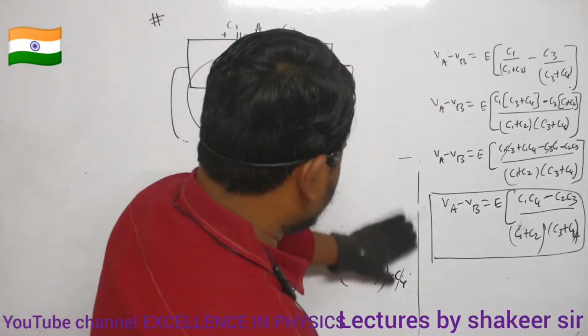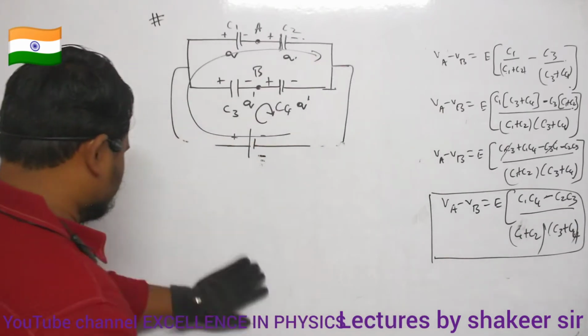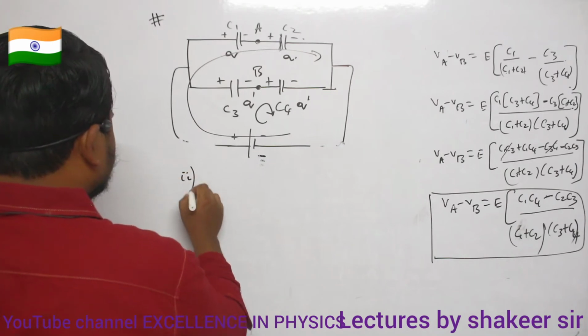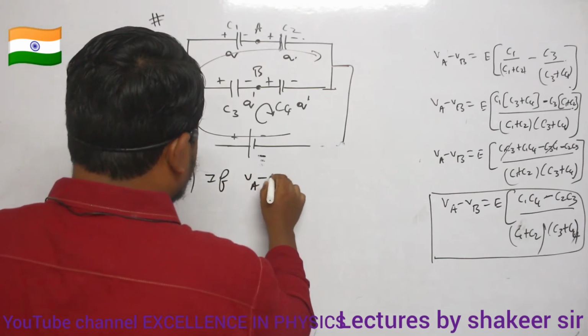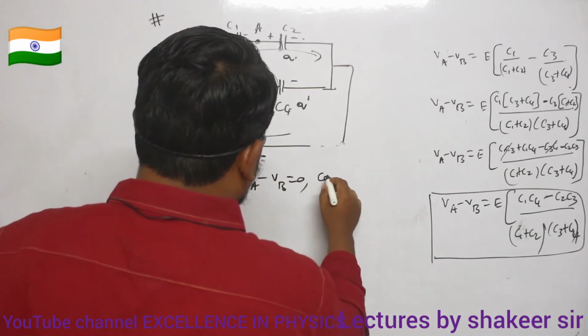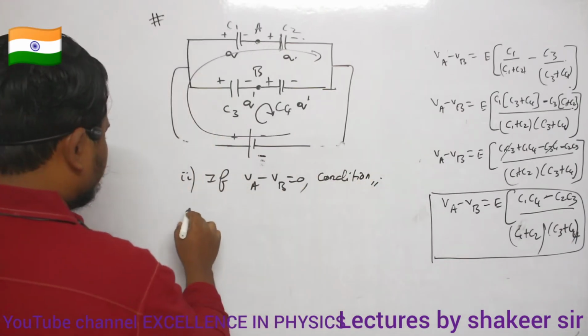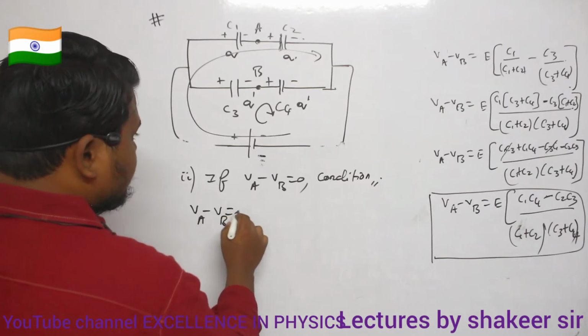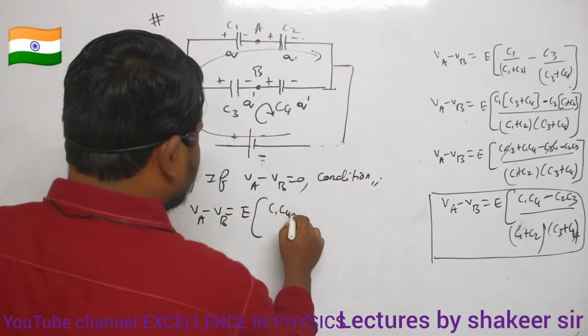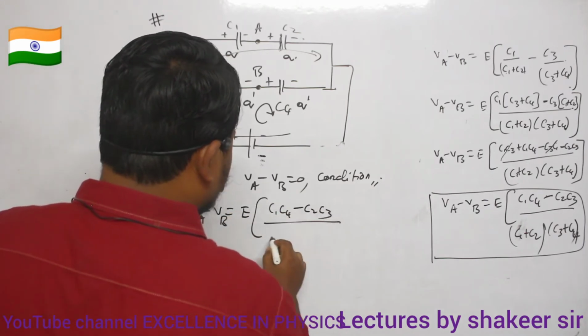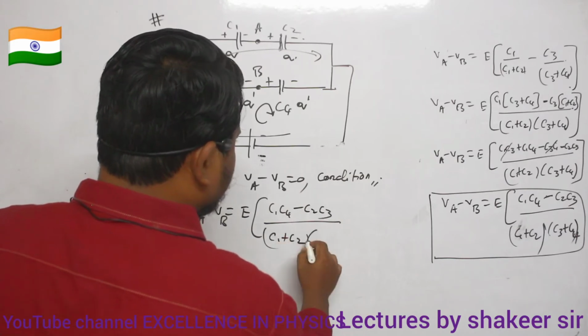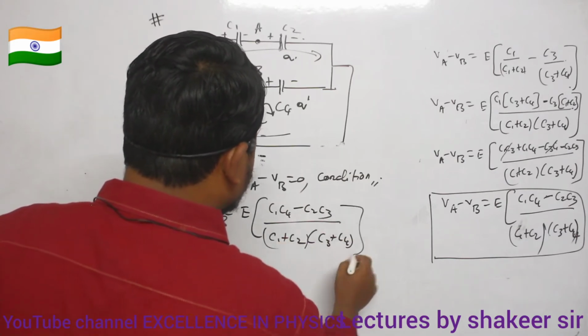Okay, ma? So the second condition: if VA minus VB is equal to 0, then what is the condition? If this total VA minus VB is how much? VA minus VB is equal to E into (C1 C4 minus C2 C3) divided by (C1 plus C2) into (C3 plus C4). This is the relation which I got now.